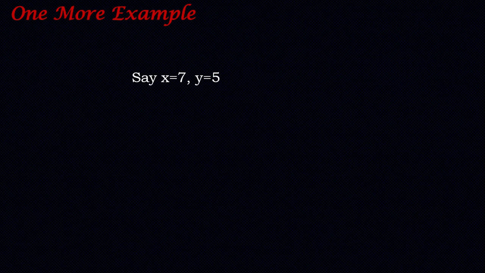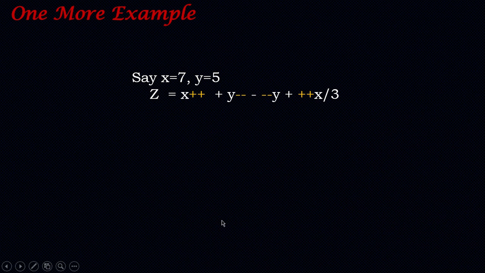Now let us have one more example so that you will be able to understand the pre and post versions correctly or not, you will have a correct answer. Suppose x equals to 7 and y equals to 5, and we are having the expression z equals to x plus y minus y plus x by 3. So what is the value in these particular situations?